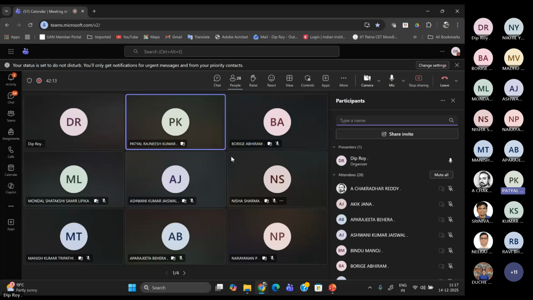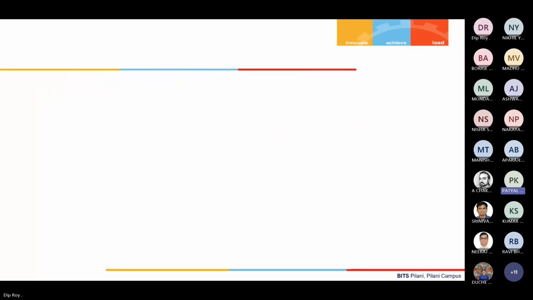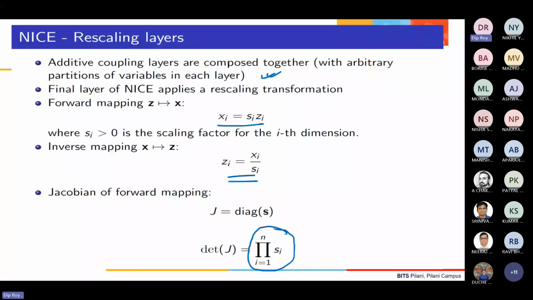And second question, sir, in the last slide we were discussing rescaling layers. We were talking of NICE. Sir, how do we identify the scaling factors for each dimension? The scaling factor is learned. This is a learnable parameter. So again, we have to implement some kind of neural network to learn this. So S is learned by the model, one per dimension. Every dimension will have one scaling factor, and then we will have to learn those scaling factors, and that essentially will give you the output.